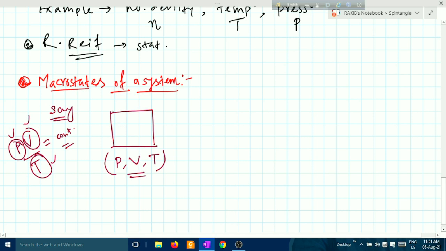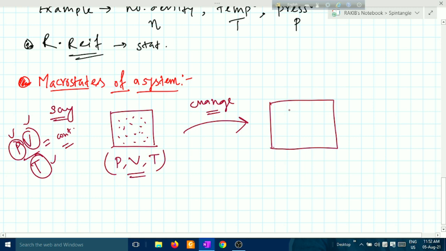Say you have a system of gases at temperature T, pressure P and volume V, and the system undergoes a change. Now say the volume increased, therefore the pressure will be lowered. This means the temperature will also be lowered if there are adiabatic walls. Say now the pressure, volume and temperature of the system become P prime, V prime, and T prime.